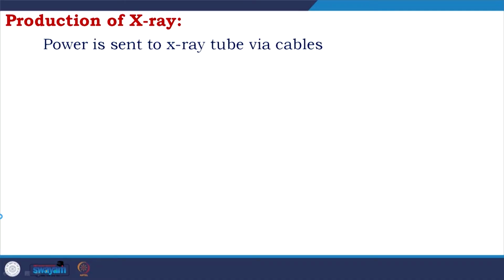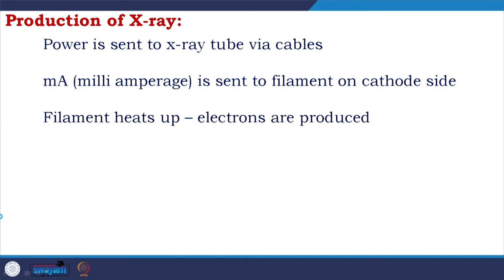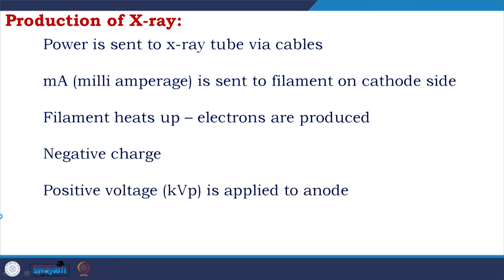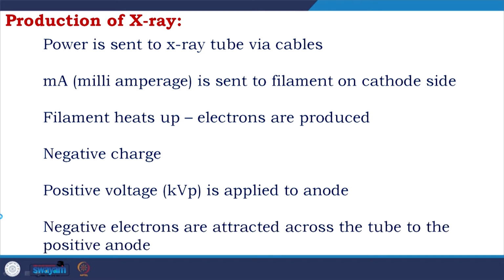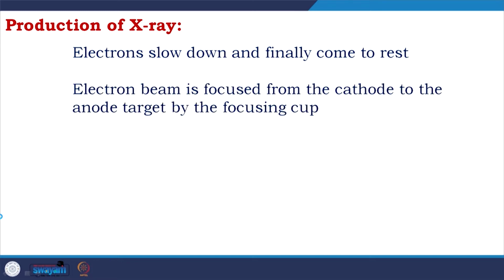So, for production of X-ray, power is sent to the X-ray tube via cables, and then milliamperage is sent to the filament on the cathode side. The filament heats up, electrons are produced which are negatively charged, and then positive voltage is applied to the anode. Negative electrons are attracted across the tube to the positive anode. Now electrons slow down and finally come to rest. The electron beam is focused from the cathode to the anode target by a focusing cup. So, when it is at rest, it is targeted.